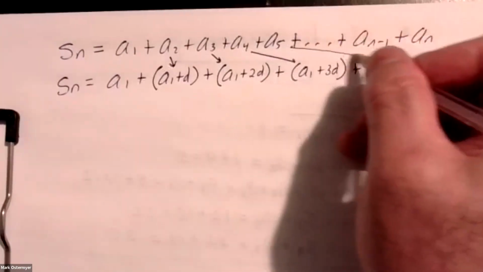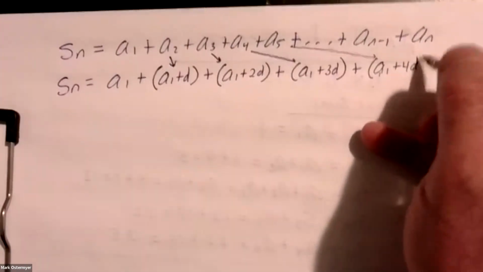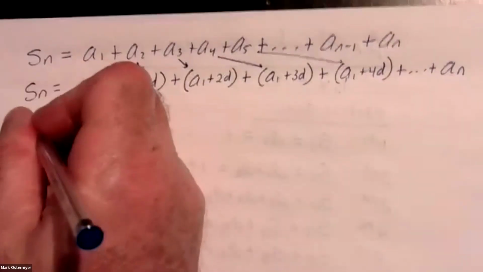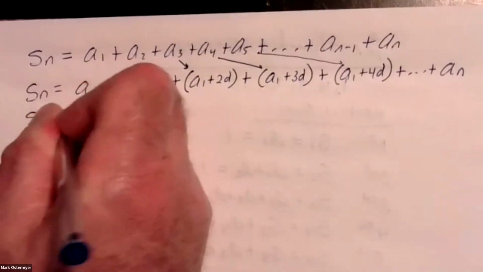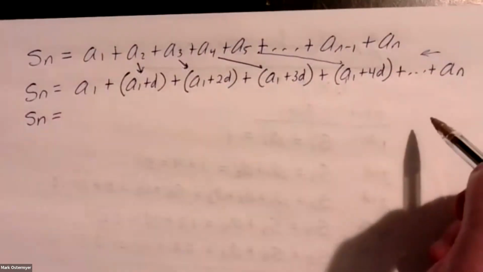Plus the fifth term, but another name for the fifth term is the first term plus 4 times the common difference. Plus dot, dot, dot, plus all the way up to the last term, the nth term. Underneath here, I'm going to represent the nth partial sum again, but this time I'm going to flip things around. I'm going to add these terms from right to left instead of left to right.